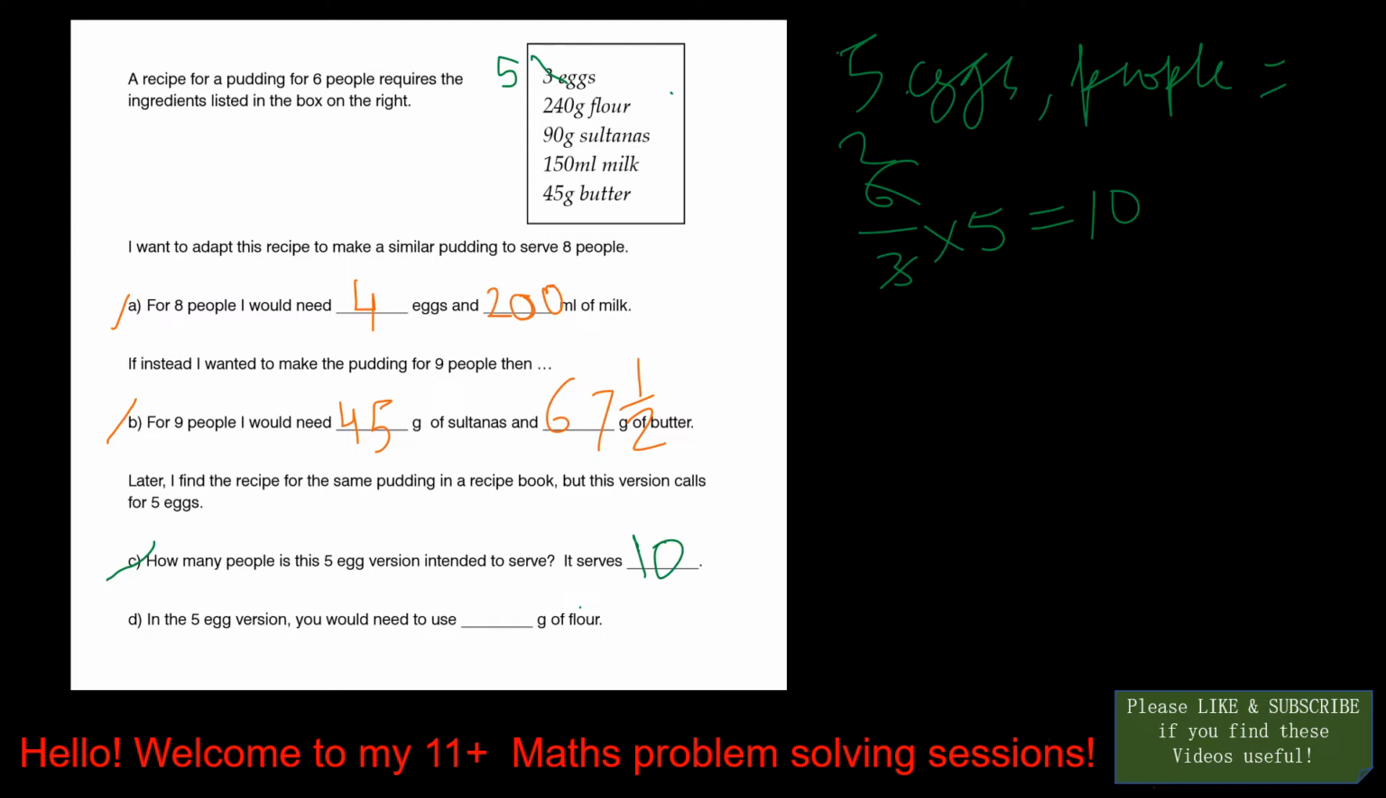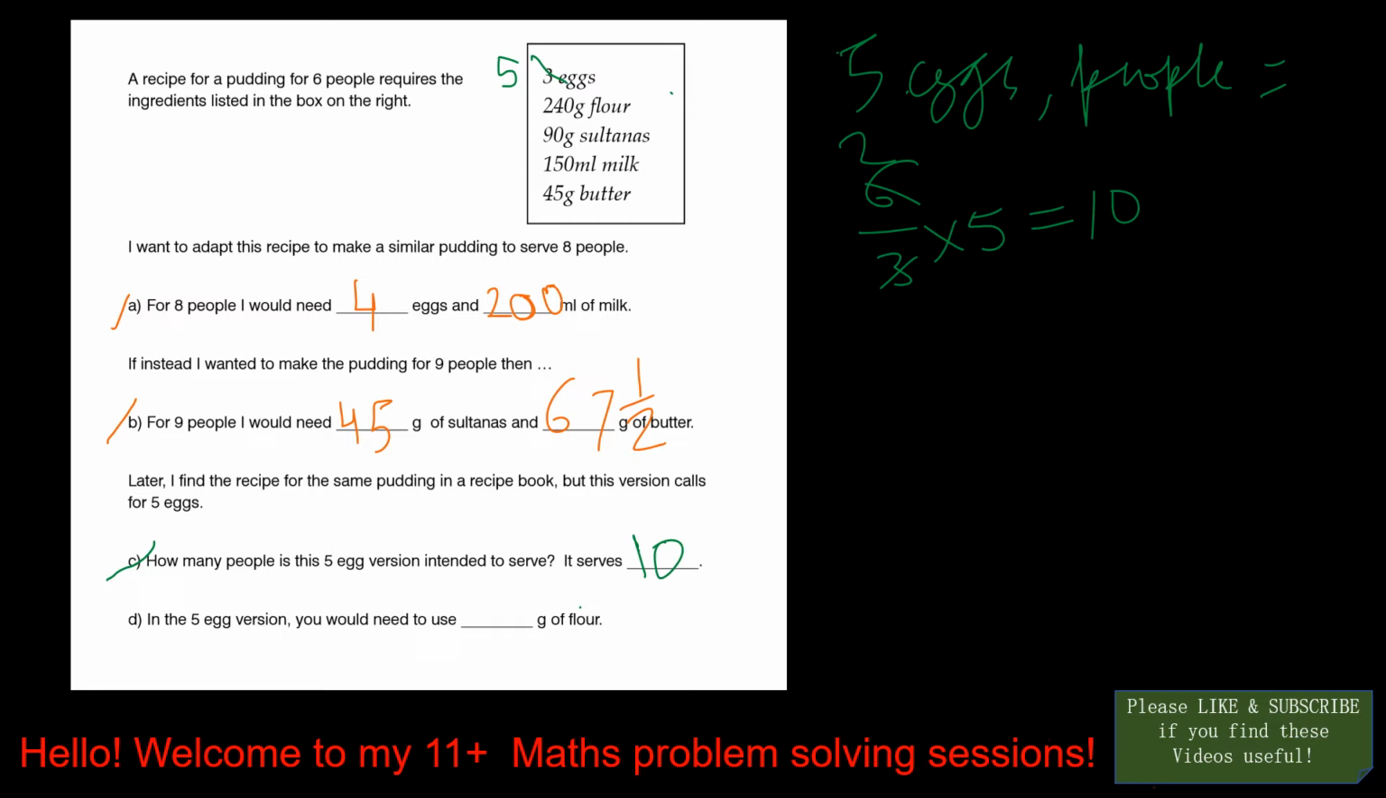So now if you have a 5 egg version for the same thing, with everything else remaining the same, you would need 6 divided by 3, which is coming from the older one, and then multiplied by 5. Why am I dividing 6 by 3? Because we're trying to find out with 1 egg how many people you can serve. And if with 1 egg you can serve this many people, then with 5 eggs you can serve this many people. As you have realized, that's the logic we have used in the other questions as well.